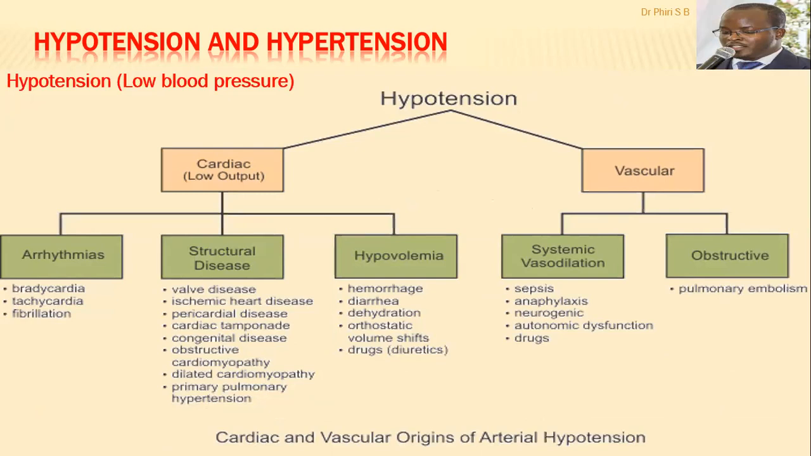So it can be due to factors that are affecting the heart itself, or factors that are affecting the cardiovascular or the blood vessels. So factors that are affecting the heart, mainly they are affecting the cardiac output, hence affecting the systolic blood pressure. Factors that are affecting the blood vessels, mainly you're talking of total peripheral resistance. So it will have more effect on diastolic blood pressure.